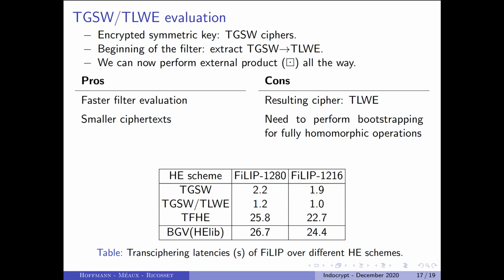So we can see the performance gain in the following table. It is a table that compares different versions of FiLIP. In this one, you can find the basic TGSW scheme, the mixed TGSW-TLWE scheme, which is around 2 times faster, but also a TFHE scheme. For this one, we just implemented transciphering using the TFHE library as it was intended to be used, with fully homomorphic operations, but it's way slower. And also a previous version of FiLIP with a second generation homomorphic library.